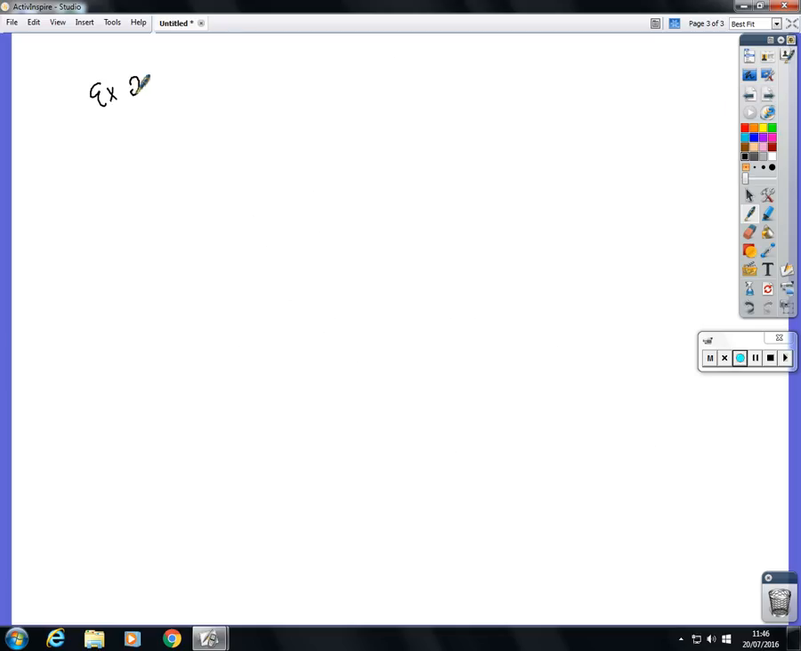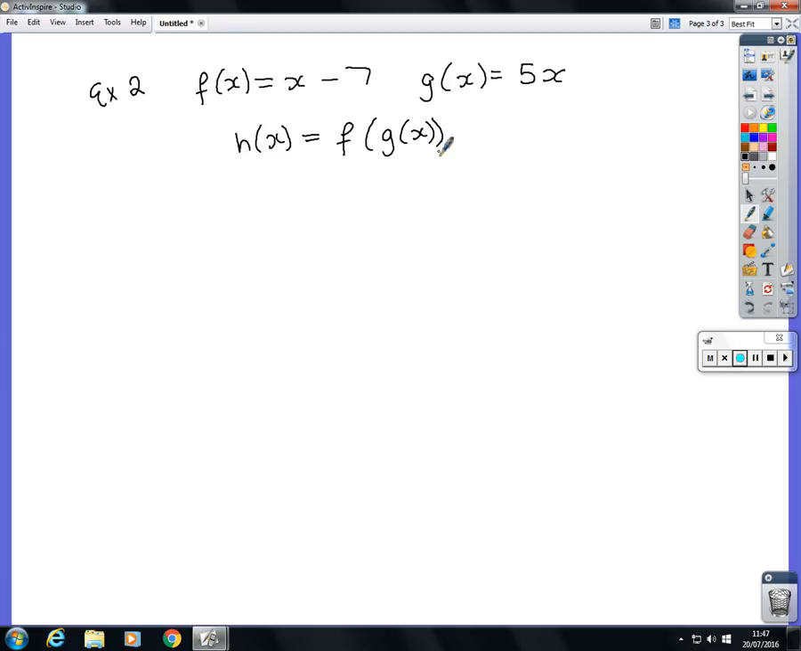Example 2, we have f of x equals x subtract 7 and g of x equals 5x. We need an expression for h of x, which is composed of f of g of x. This means we do g first and then f. So function g is 5 times x. So we can replace g of x in this bracket by 5x. This goes into the bracket.